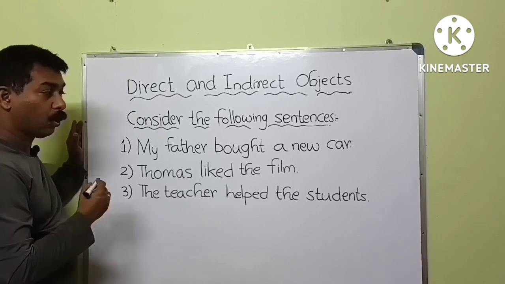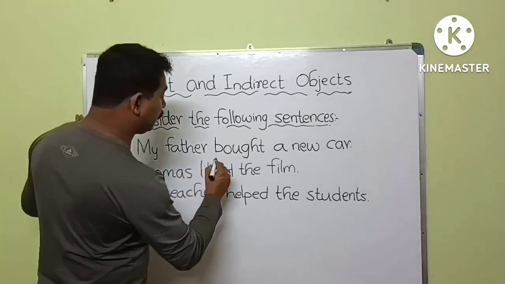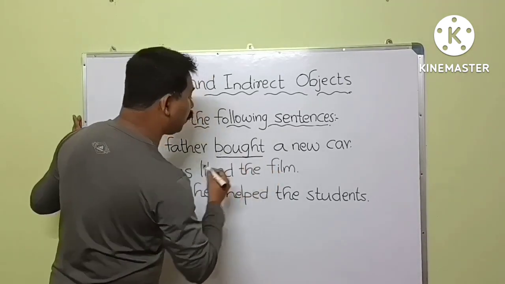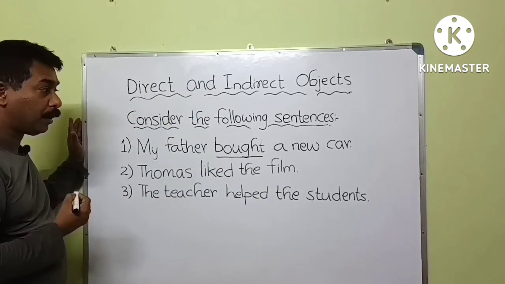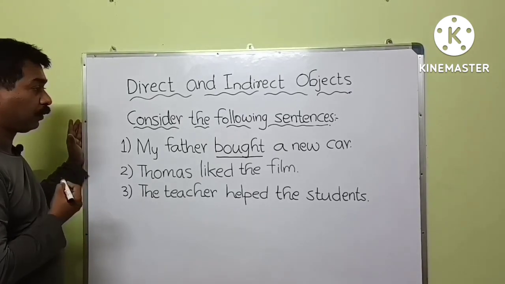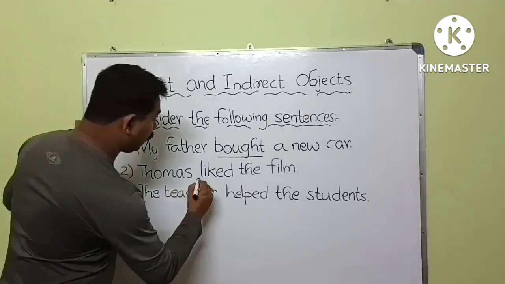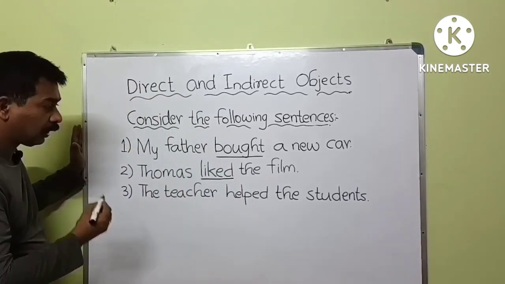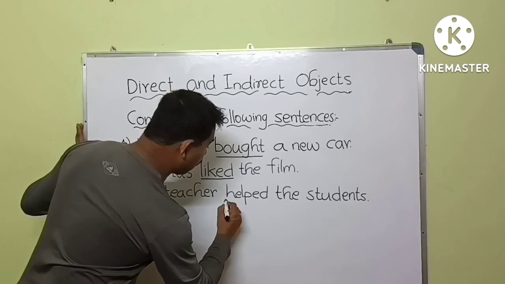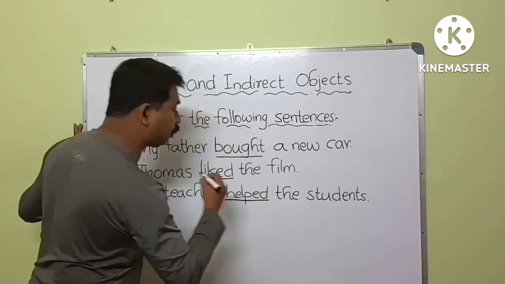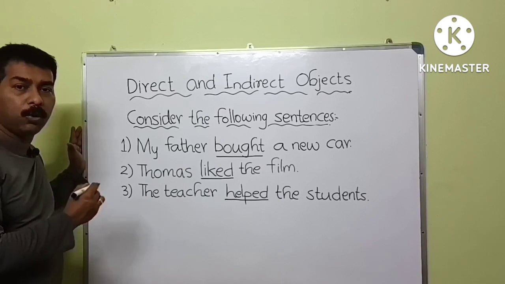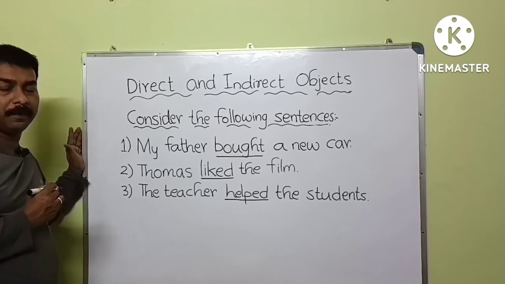Let me underline the verbs from these sentences. In the first sentence, I underline the word bought because bought is the verb. In the second sentence, let me underline the verb liked. In the third sentence, let me underline the verb helped. Then we ask questions what or whom to these verbs.